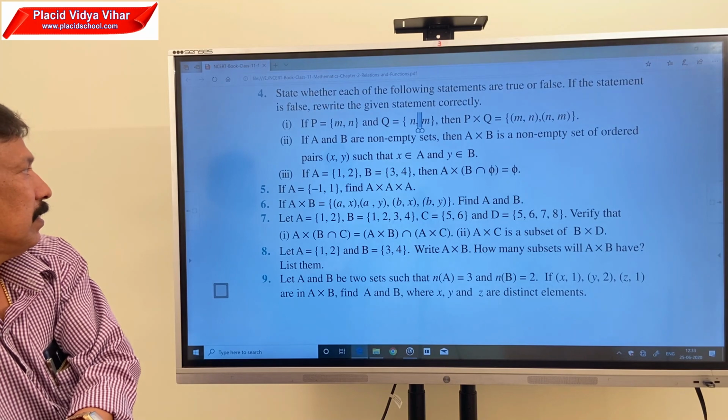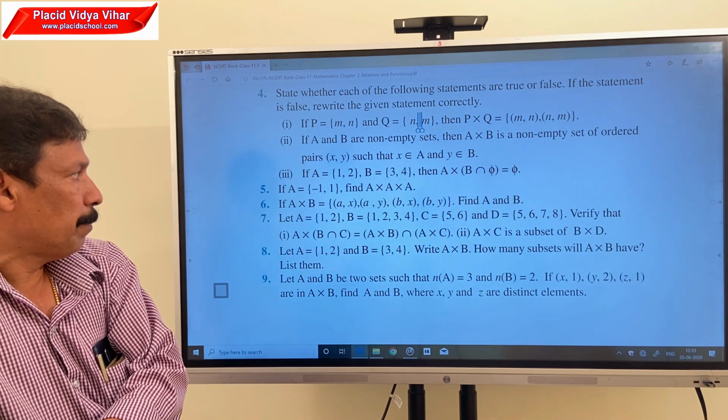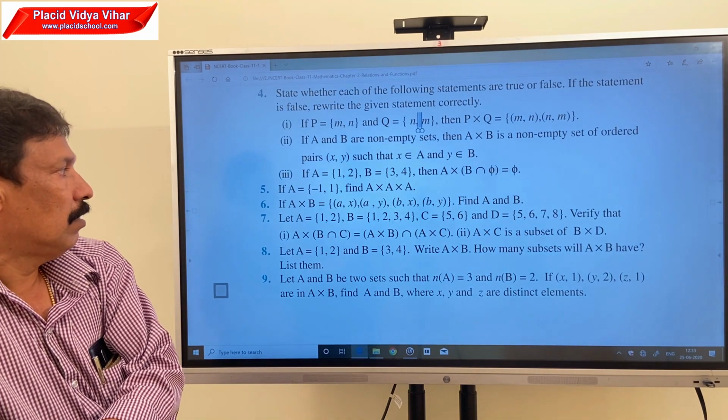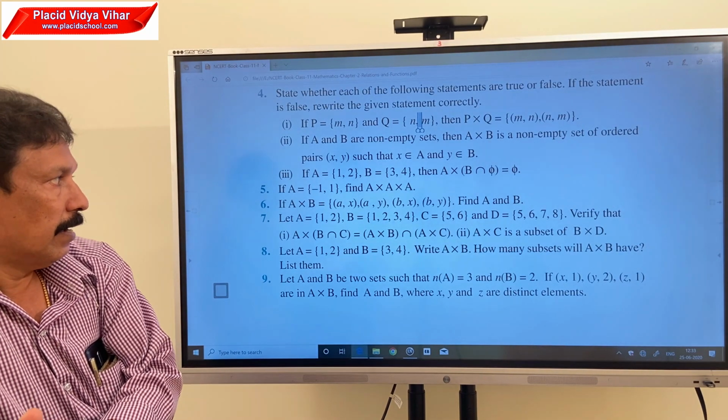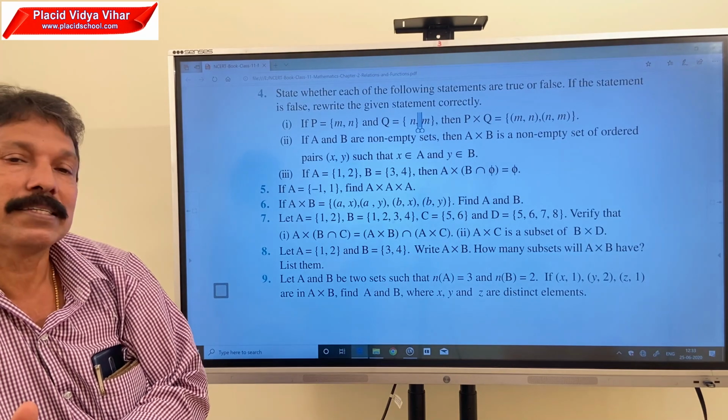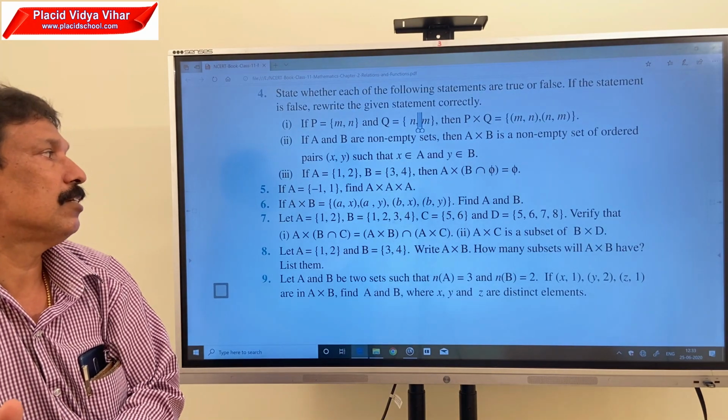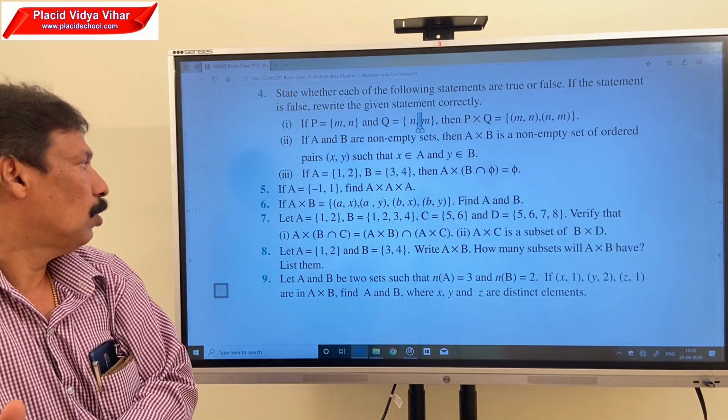Then the third statement: if A equals the set {1, 2} and B equals the set {3, 4}, then A cross (B intersection null set). Here B intersection null set is a null set. So A cross a null set is also a null set. That statement is also true.